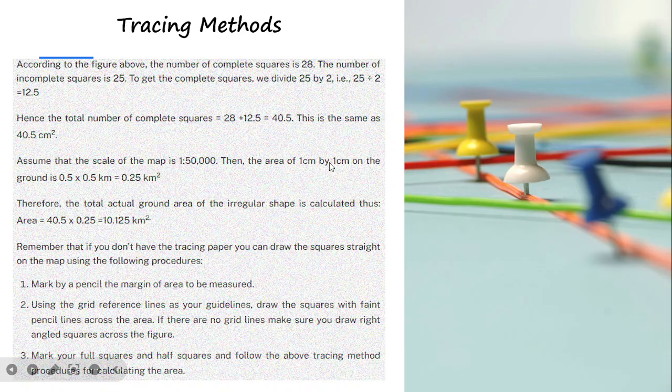Then the area of 1 centimeter by 1 centimeter on the ground is 0.5 times 0.5 kilometer, that is 0.25 square kilometer. Therefore, the total actual ground area of the irregular shape is calculated. Thus, area is equal to 40.5 times 0.25, which equals 10.125 square kilometers.